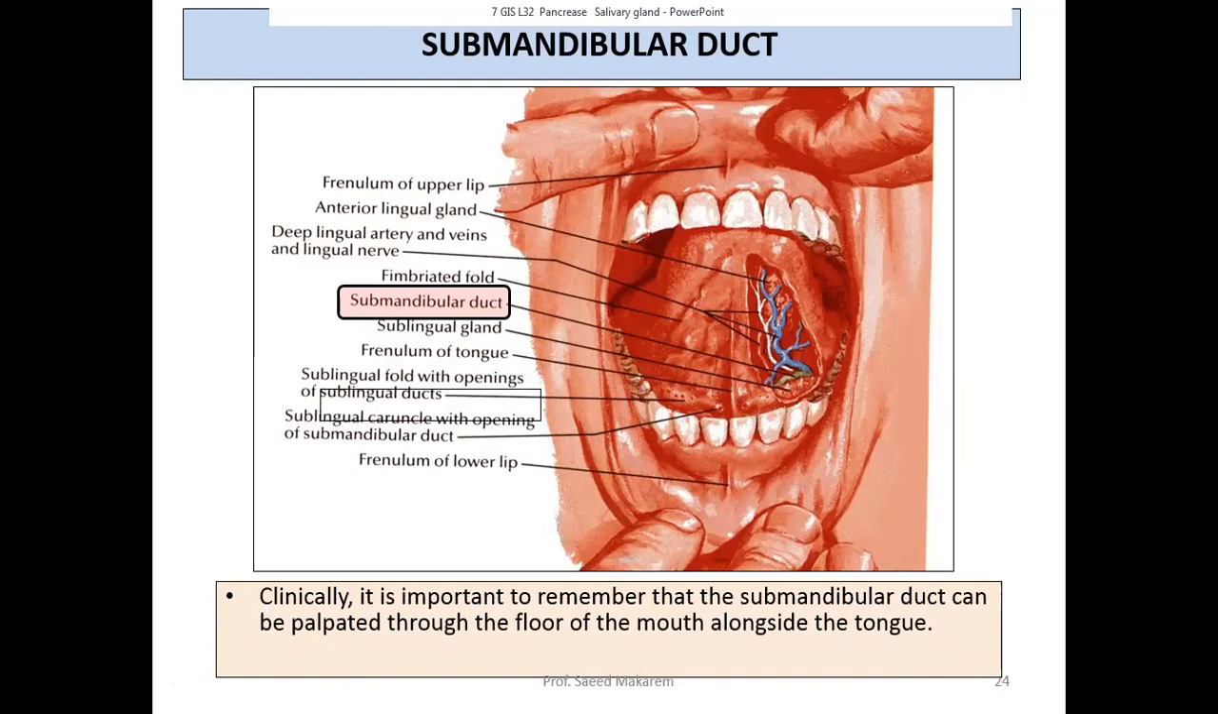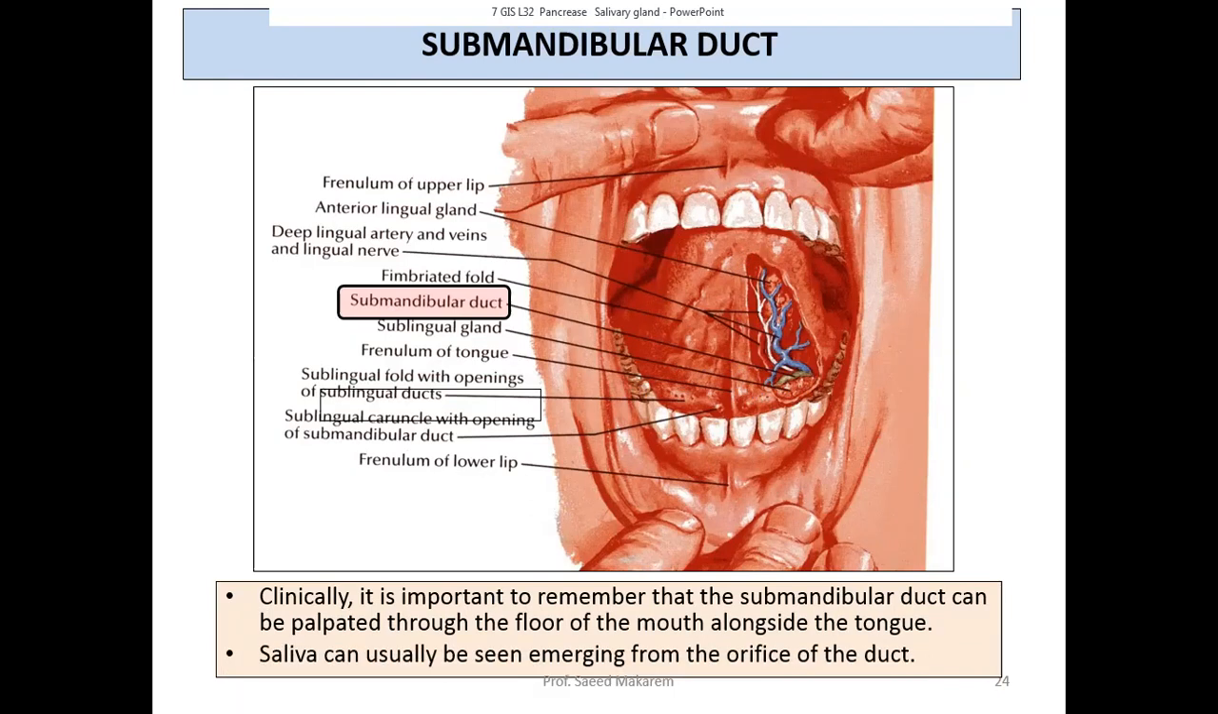Clinically, it is important to remember that the submandibular duct can be palpated along the side of the tongue. If you want to trace it, to see if there are any stones within this duct, you can put a finger below the tongue and try to feel the submandibular duct.